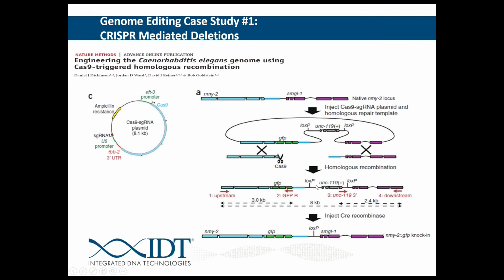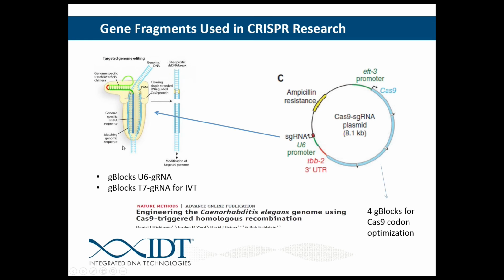And so they were able to target not just a gene disruption, but actually insert a gene and a GFP element in there. In using this, they used gBlocks to create the guide RNA. This was something that really helped them quickly generate these probes.